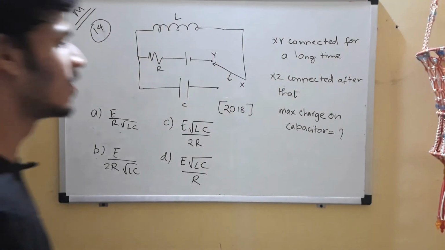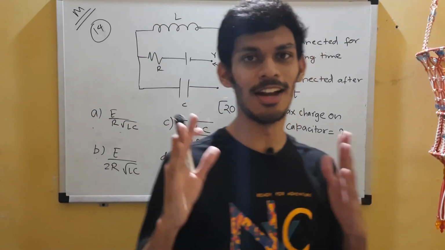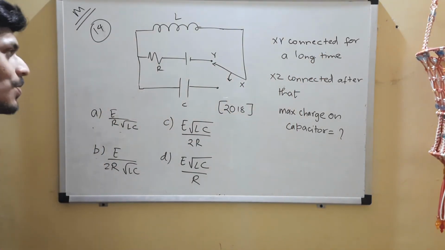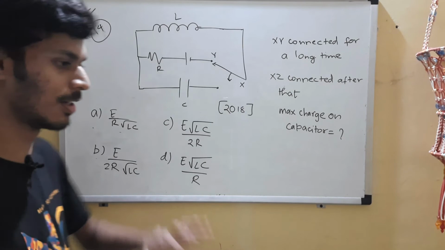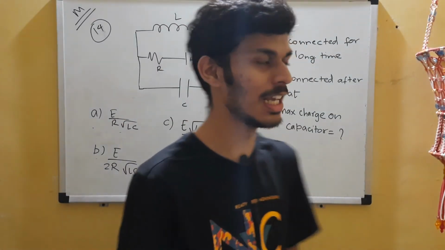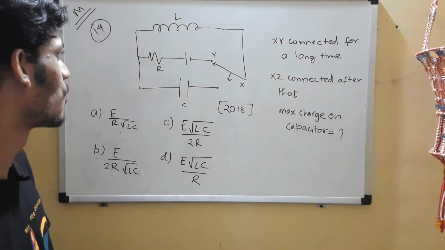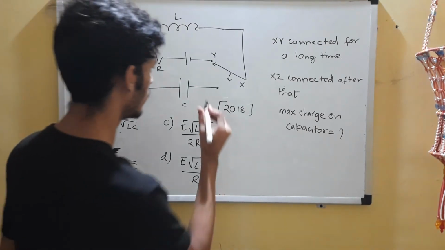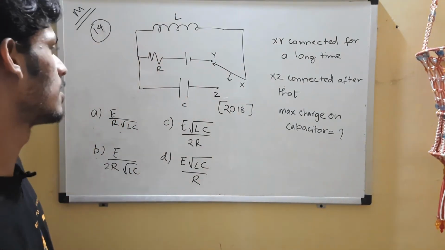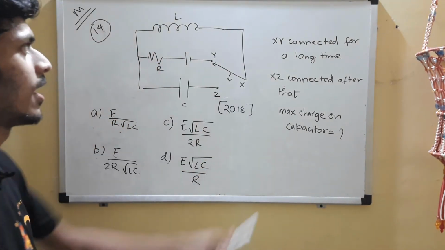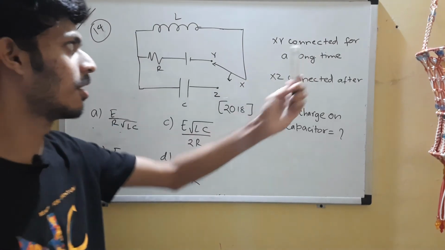So question 14 over here, the last question for the day, and from the moderate category. Okay, so let's do it. So in this question we have a nice story. So here we have a circuit. First you can see that it is an LR circuit. X and Y are connected for a long time.